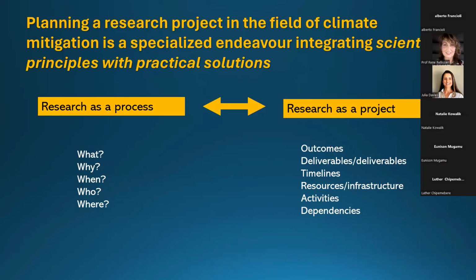Then research from a project point of view looks at it slightly differently. Now we're talking about outcomes, deliverables. I wanted to say milestones, and then I wrote another deliverables there. Milestones, timelines. What are the resources, the infrastructure, excuse me, the activities, the dependencies. So it looks at it from a completely different point of view. And in making research successful in this field, we need to bring these two together into one and ensure.